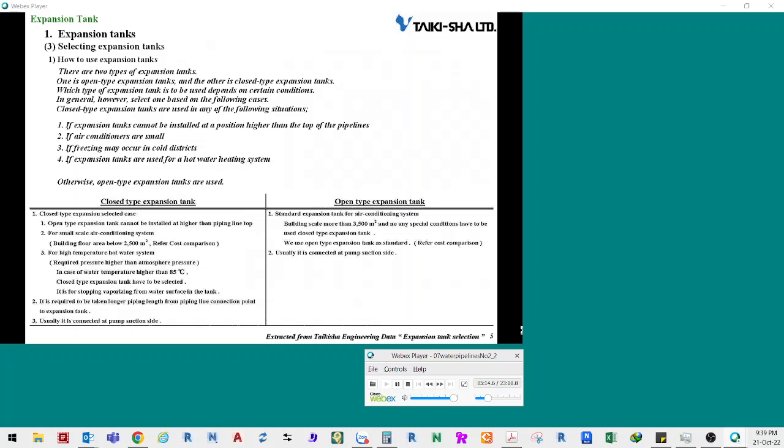Closed-type expansion tanks are used in any of the following situations. 1. If expansion tanks cannot be installed at a position higher than the top of the pipelines. 2. If air conditioners are small. 3. If freezing may occur in cold districts. 4. If expansion tanks are used for a hot water heating system. Otherwise, open-type expansion tanks are used.